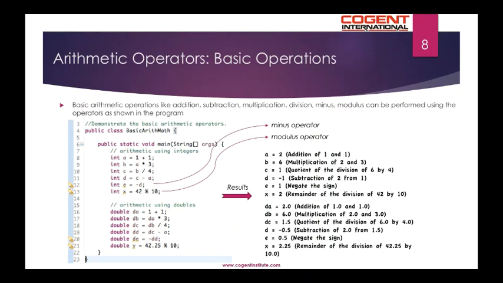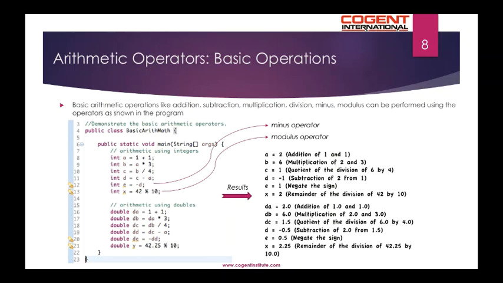Here's a simple program which illustrates the use of these arithmetic operators to perform basic operations. So we have a variable a of type int, which is assigned the value of 1 plus 1. We have variable b of type int, which is assigned the value of multiplication of a with 3. We have variable c of type int, which is assigned the value of b divided by 4. D of type int is assigned the value of c minus a, which is minus 1, subtraction of 2 from 1. Int e is equal to minus d.